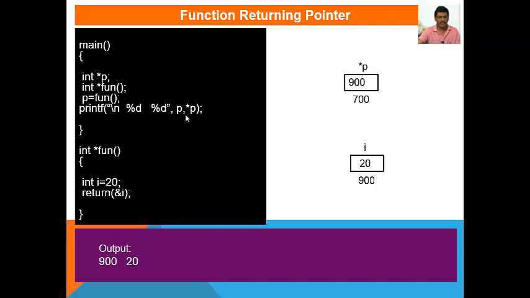printf percent d, percent d, p, *p. What is p? p is 900, so it displays 900. What is *p? The value at 900, which is 20. So it displays 900 and 20. So we can return the address. Here we return an address. So this is a function returning pointer.